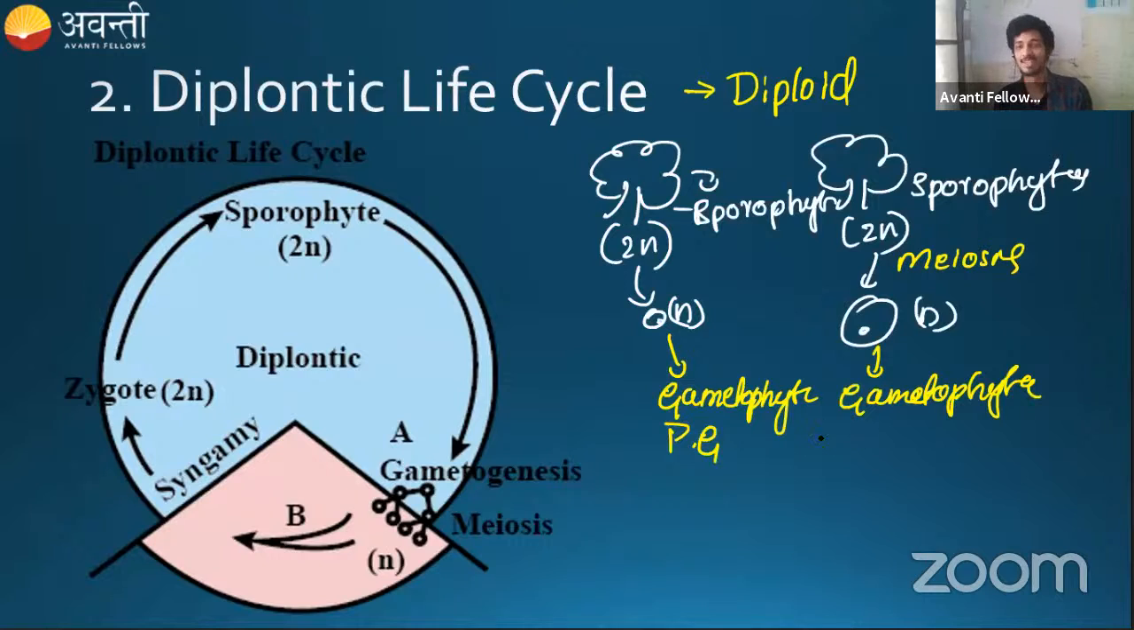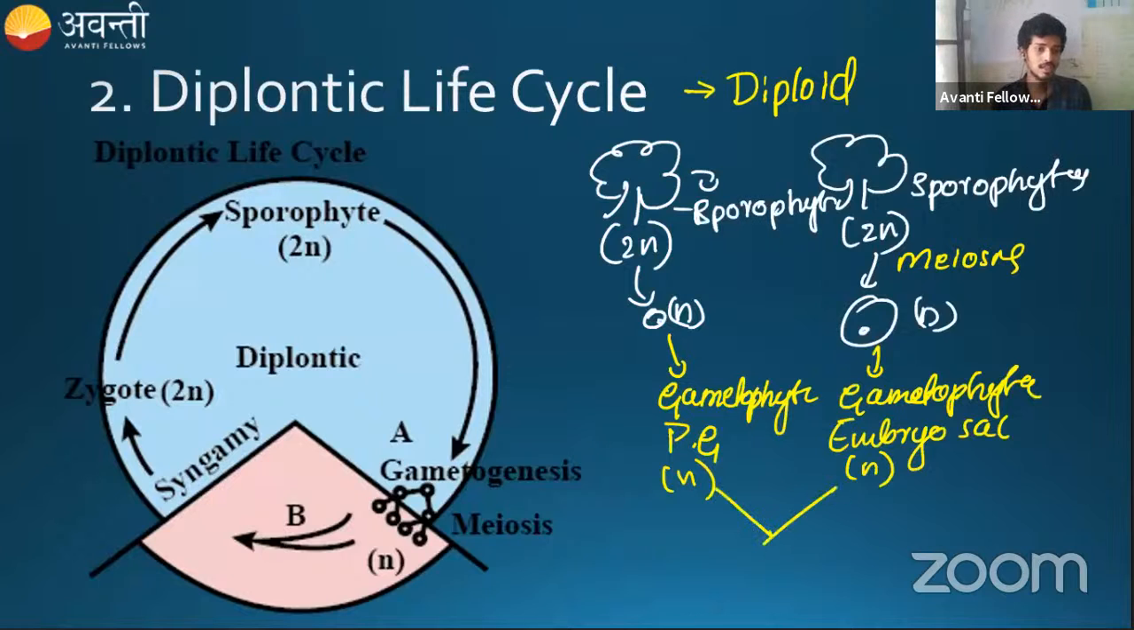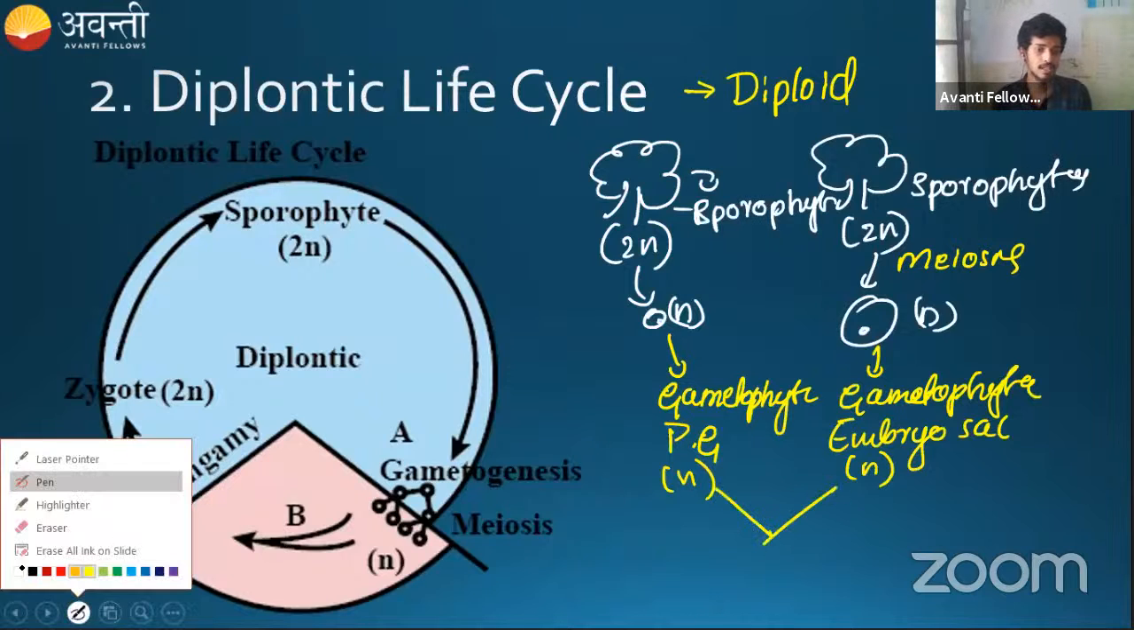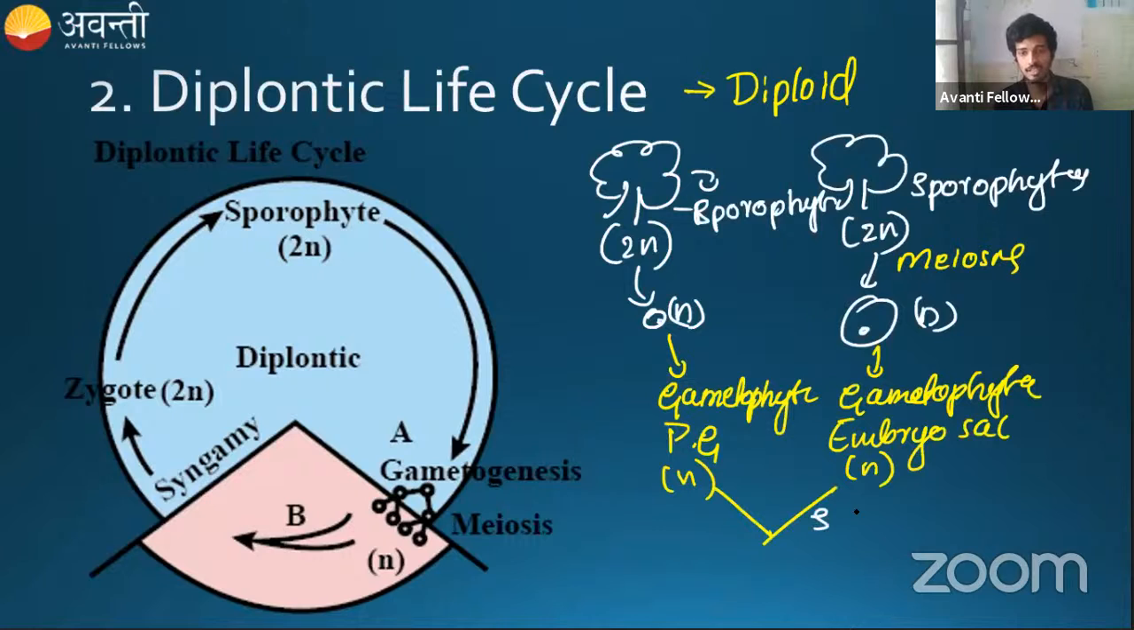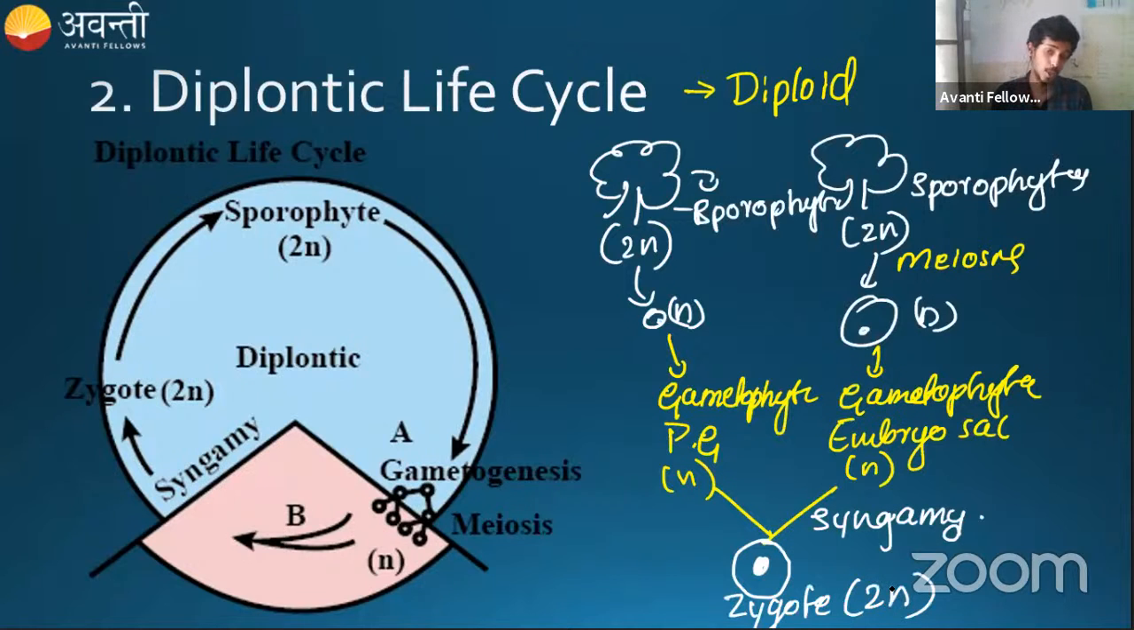And here, the embryo sac. Then what happens? This is also n and this is also n. Then these will fuse. I can call this particular stage syngamy, or fusion, or fertilization. I can use multiple terms now, no issue. When we go to 12th, we will understand the differences. Here it will form a zygote. The zygote ploidy is 2n, that means diploid in nature.